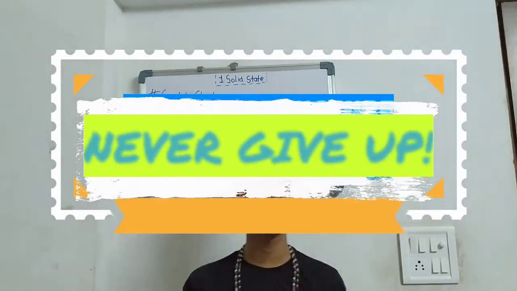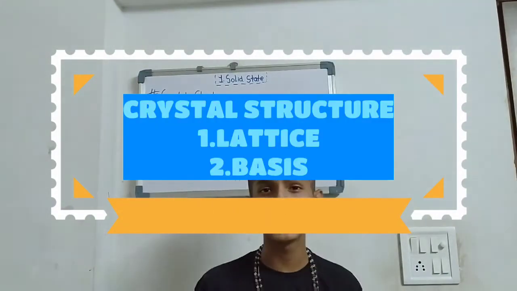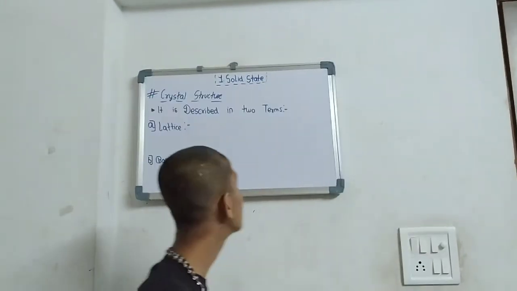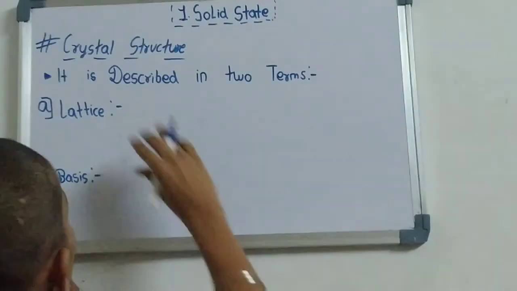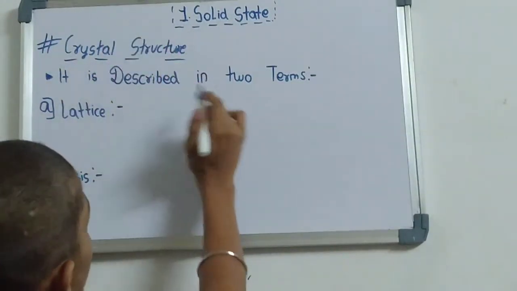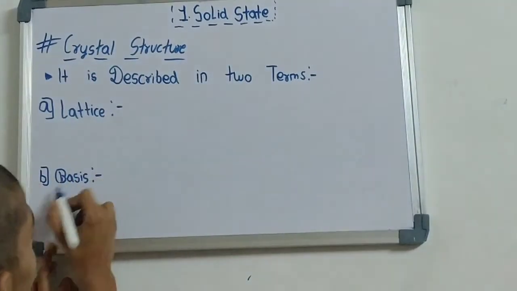Today we are going to see about the crystal structure, unit cell and the types of unit cells. So let's start. Basically, crystal structure is described in two terms. So we are going to classify the crystal structure in two terms, that is the lattice and the basis.